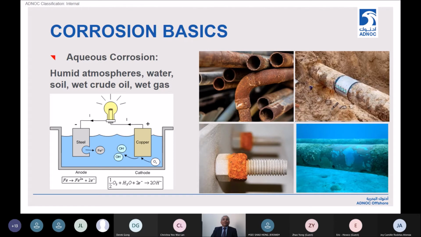There are some pictures of how corrosion manifests itself. On the top right and the bottom right, you can see soil-based corrosion of carbon steel pipelines underground. On the bottom right, you see a picture of a subsea pipeline that's suffering damage from external corrosion. To the left of this picture is a typical electrochemical cell that explains how aqueous corrosion occurs, typically in the form of anodic dissolution of the metal on one side, and on the other side, reduction reactions occurring at the cathode.